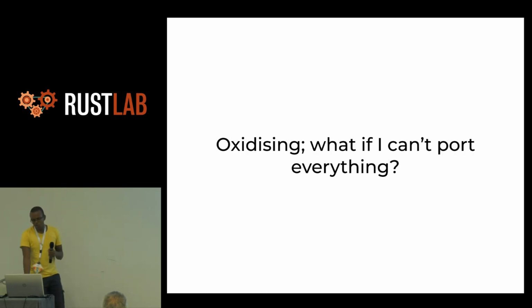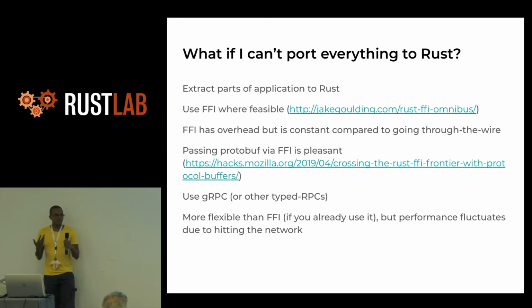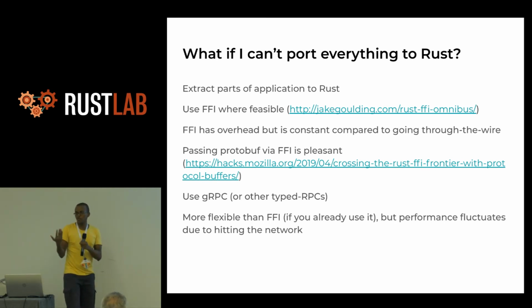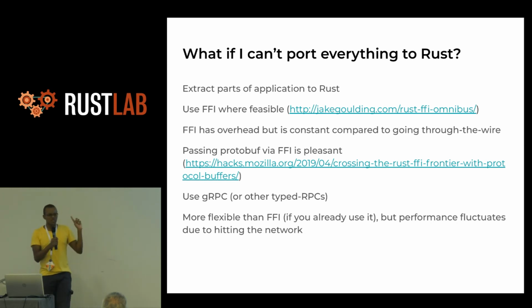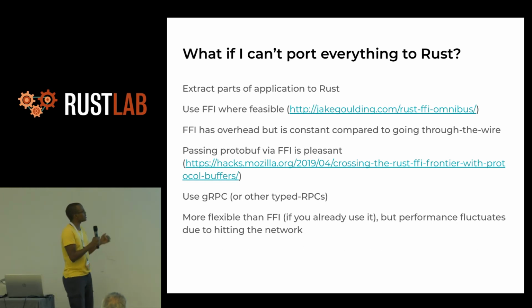Okay, so what if I can't port everything, in terms of oxidizing? A lot of the talks in the past 2 days have been around using FFI, well, the C FFI interface, when you need to incrementally port your services. So what you can do is extract parts of your applications to Rust, like the talk from Develer was also about. So use FFI where feasible. If you haven't used FFI, Jake Goulding, aka Shepmaster, has a very interesting omnibus there. It just doesn't have Java, I think, but it's got quite a lot of the other languages.